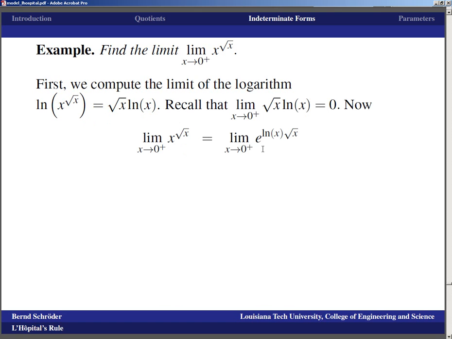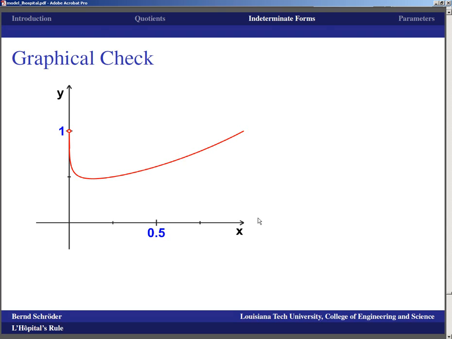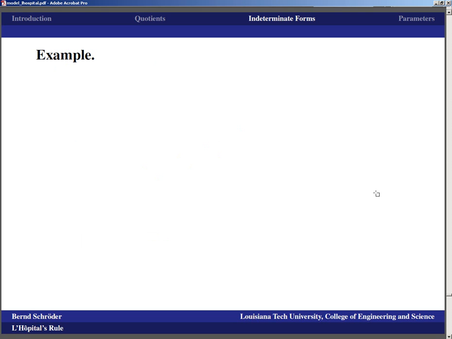That's just realizing that x to the root x is e to the ln of x to the root x, which I then just plugged in. And we know that the exponential function is continuous, so we can pull the limit into the exponent. And we know that that limit in the exponent is 0, so you get e to the 0th, which is 1. And that turns out to be the case. Again, it tries to pull away, but then at the last minute, it actually pulls towards 1. Okay.